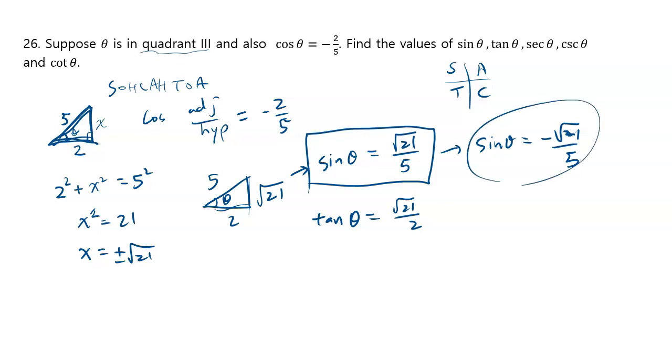So we get the sine, we get the tangent, and you get all the others, secant, cosecant, and cotangent, just by taking the reciprocal as before. So this is the other method, and often this will give you the answer much quicker.